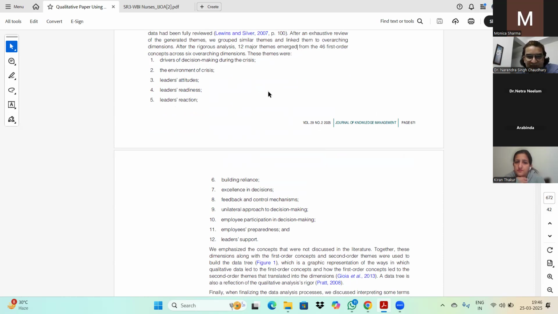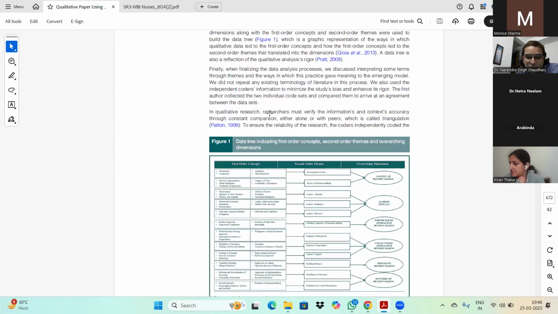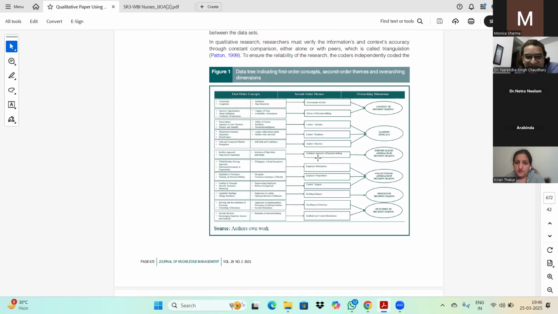Drivers for decision making during crisis, environment of crisis, leaders' attitude, leaders' readiness. And in this, you can see this is the data indicating the first order concepts. Can you see these first order themes?